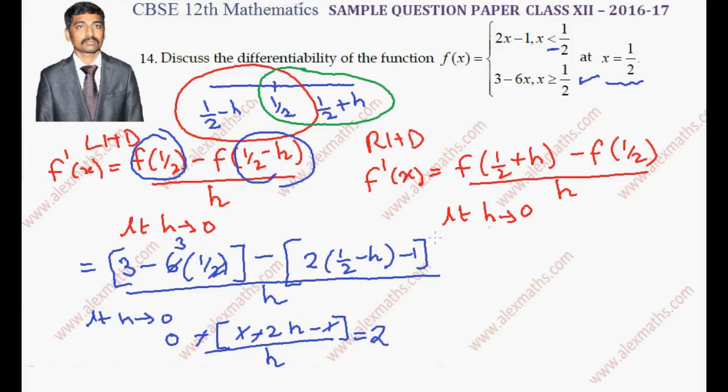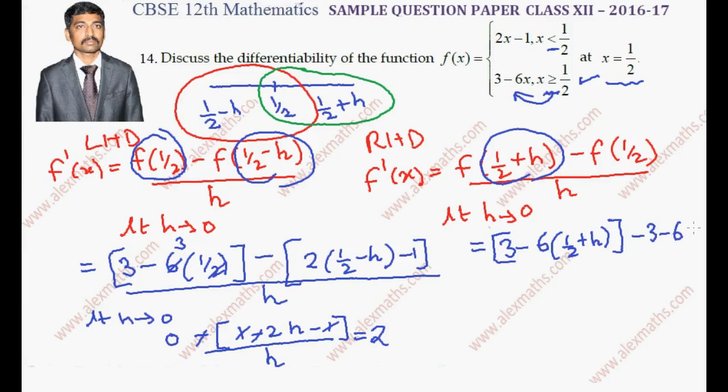Now coming to the right hand derivative, f of half plus h, greater. So I have to use the second function, which is 3 minus 6. In place of x, I should put the whole function value half plus h. This is separate, first one, minus f of half. Again the equal to sign is here, so I should go for the same function 3 minus 6, but instead of x I should put 1 by 2, whole divided by h.